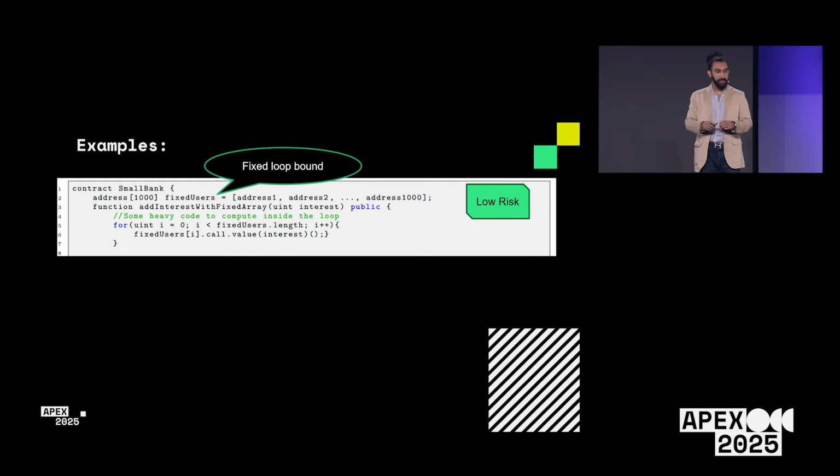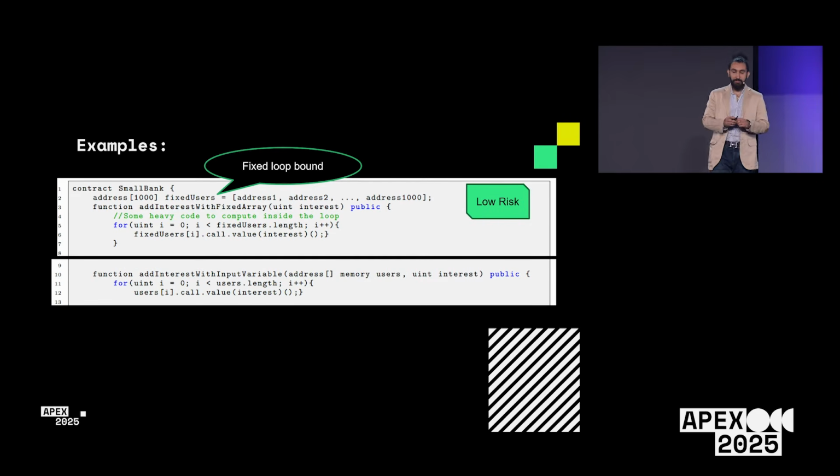However, the first example has a very low risk, and that's because the behavior is pretty much predictable. It's a fixed array, and we can generally predict the amount of gas required to call this function. And if there are any issues, it will be detected during testing.